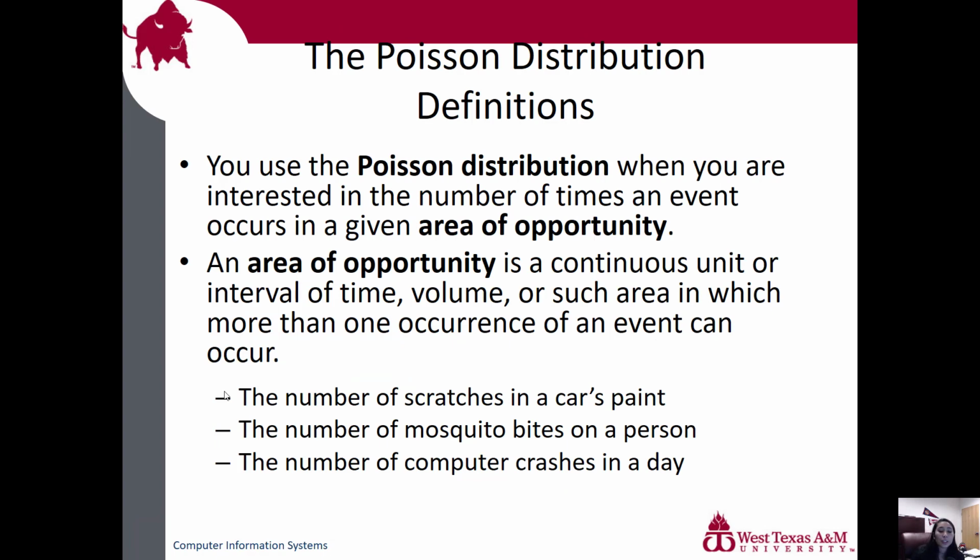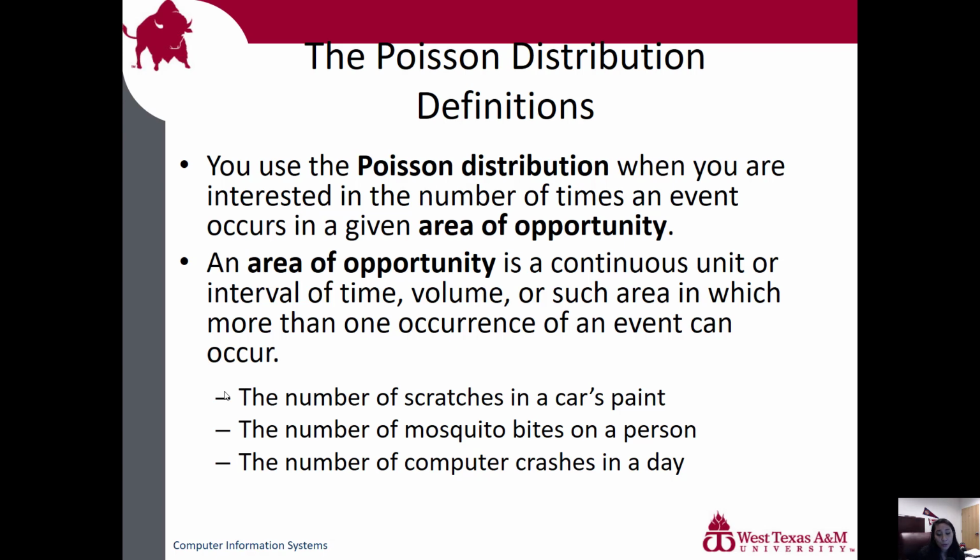So we've gone over the binomial distribution for discrete variables, and the next distribution we'll be discussing is the Poisson distribution. You want to use the Poisson distribution when you're interested in the number of times an event occurs in a given area of opportunity. An area of opportunity is defined as a continuous unit, and it can be time, volume, or an area in which more than one occurrence of an event can occur.